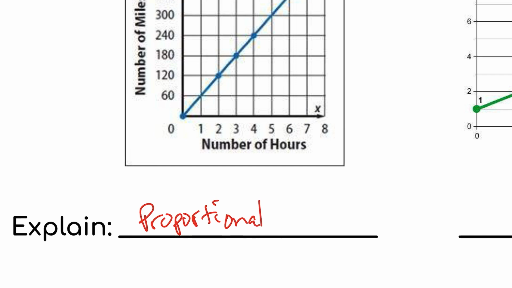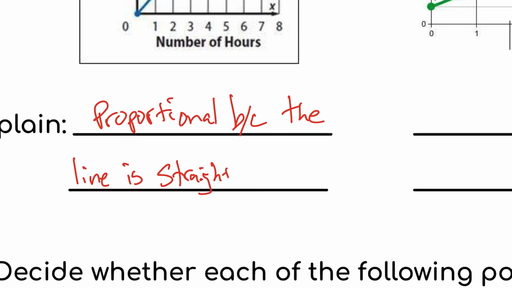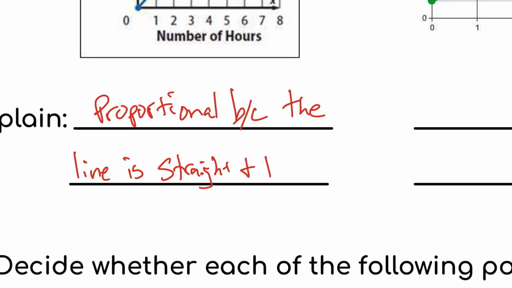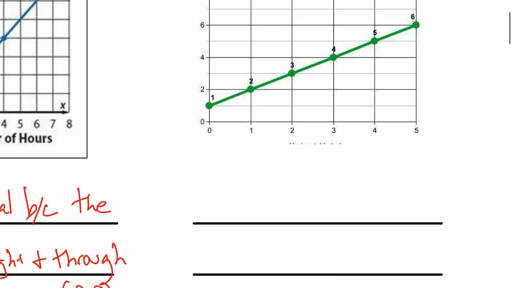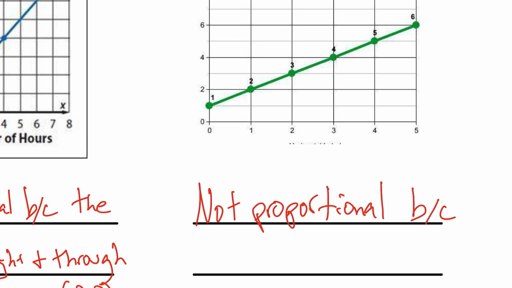Or it's proportional because the line is straight and it goes through 0, 0. So this one is not a proportion because it doesn't go through 0, 0. So this one's not proportional. So you have to write this down, not proportional because it doesn't go through 0, 0.